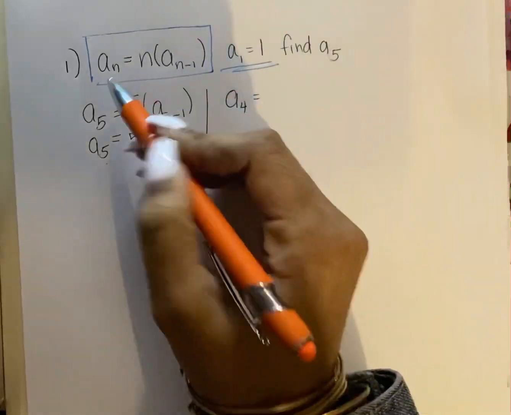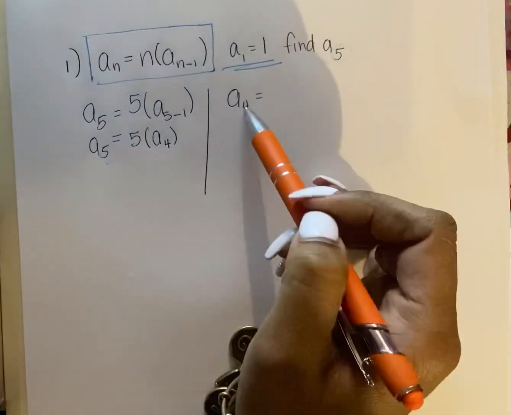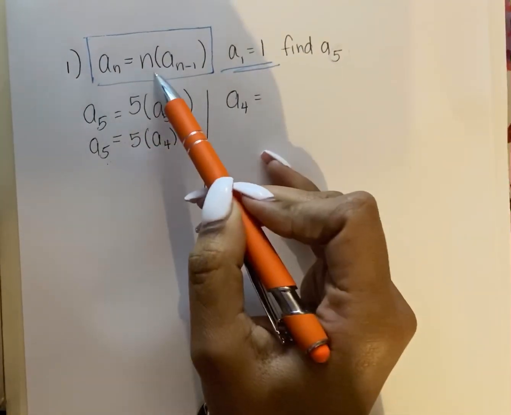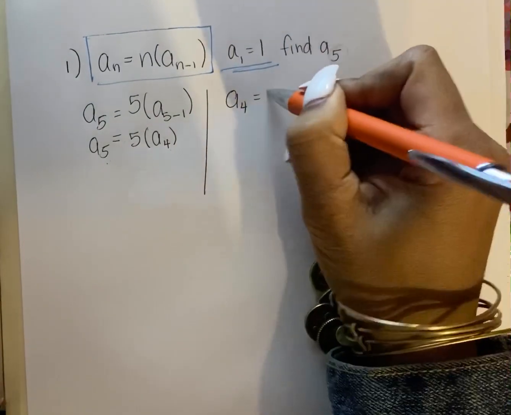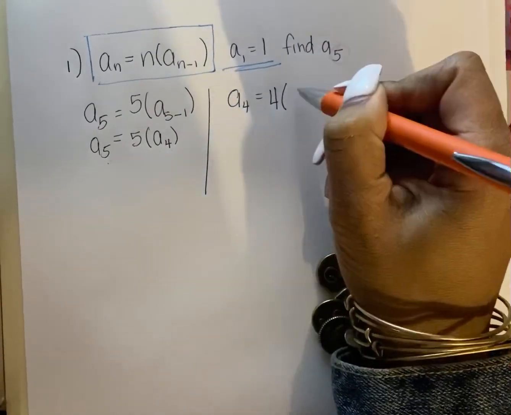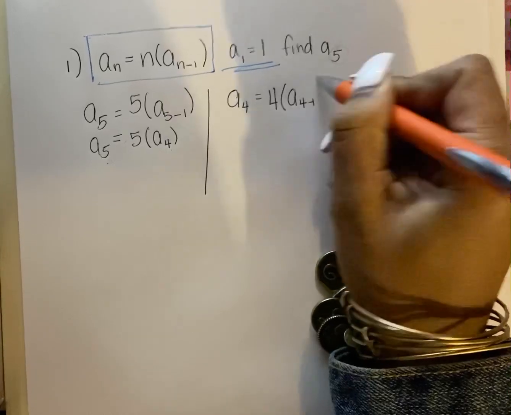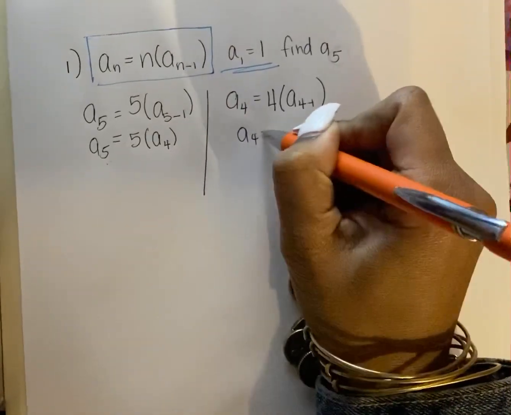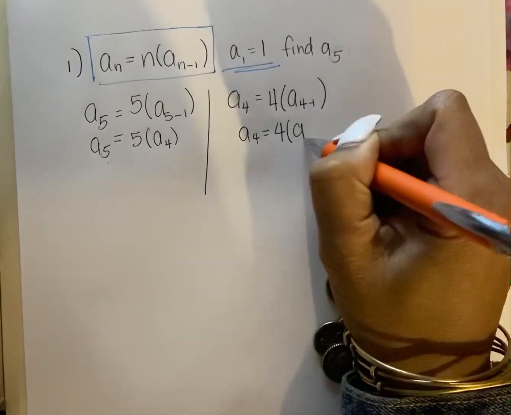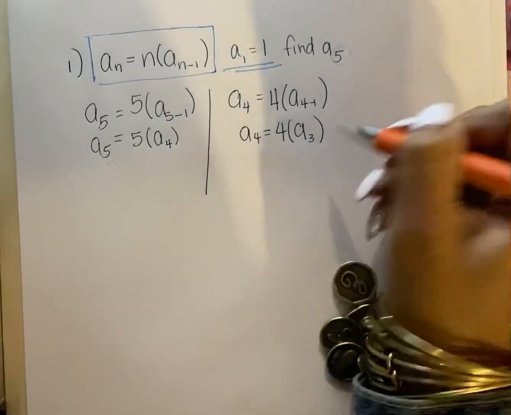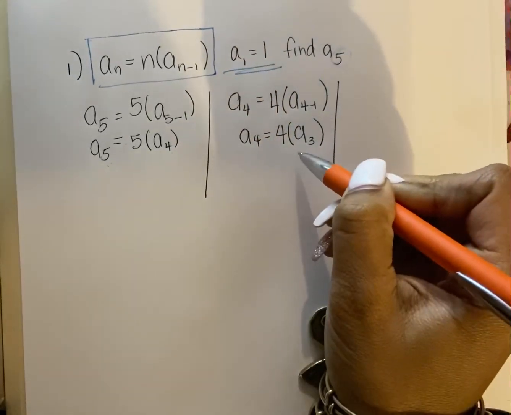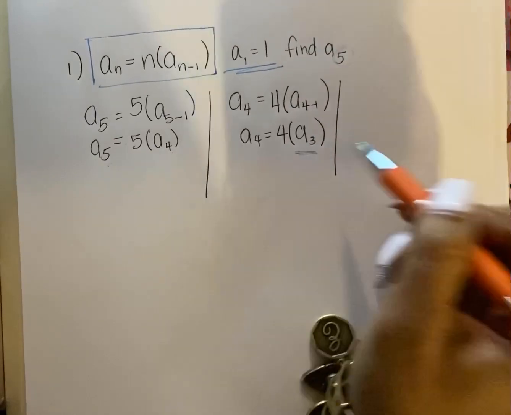So a of 4, so now I'm going back to my original rule, and everywhere that you have an n, you're going to plug in the 4. So a of 4 has 4 now times a of 4 minus 1. So that means that my fourth term is really 4 times my third term. But here now, you don't know your third term, so you have to find it.